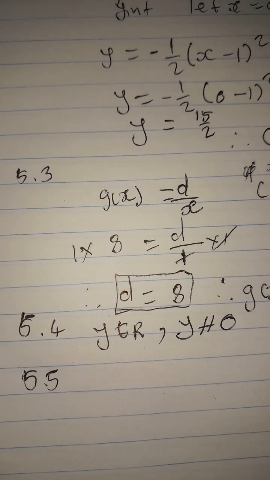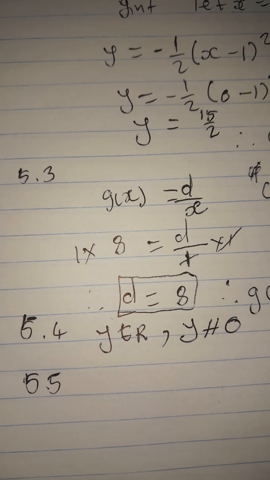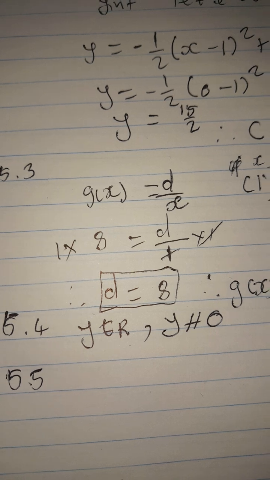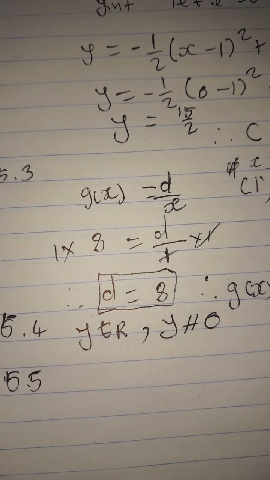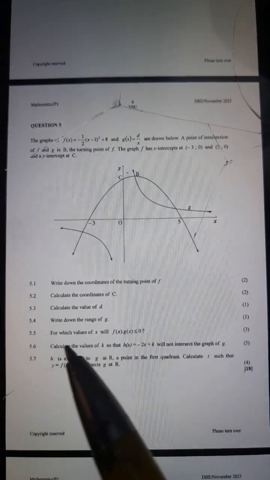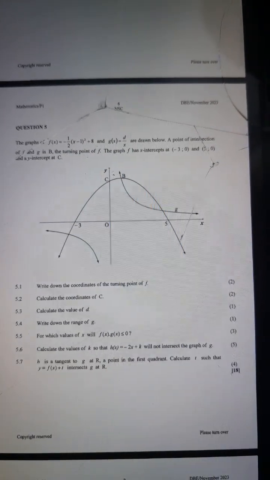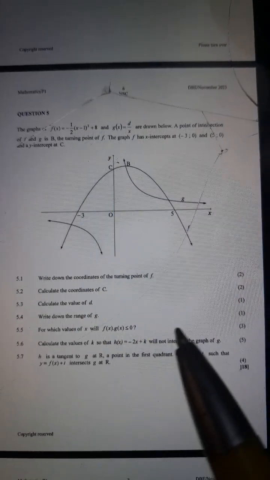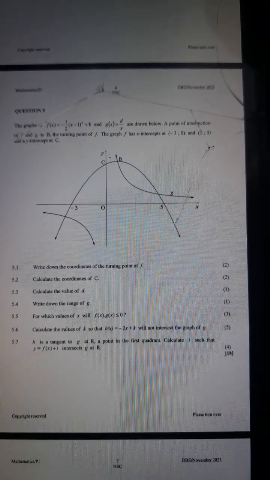5.5. They said, for which values of x will f of x multiplied by g of x be less than or equal to 0? So that's 3 marks. In that case, we will look at the x values. We are looking for the x values where they are both going below.